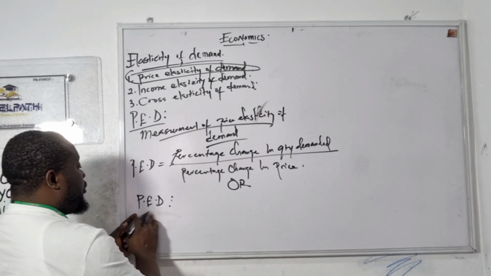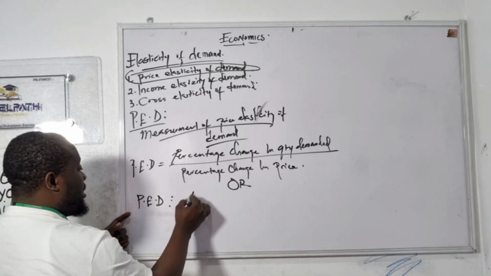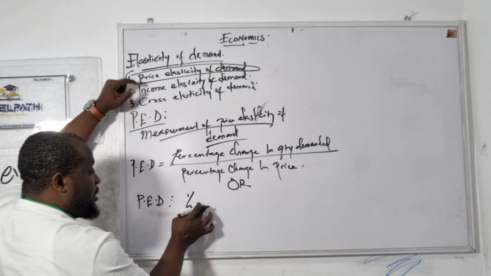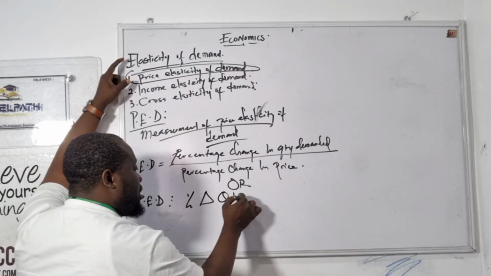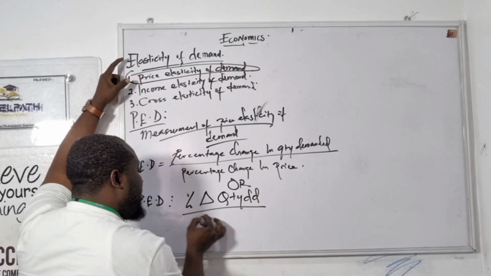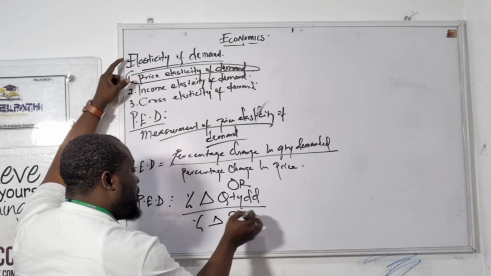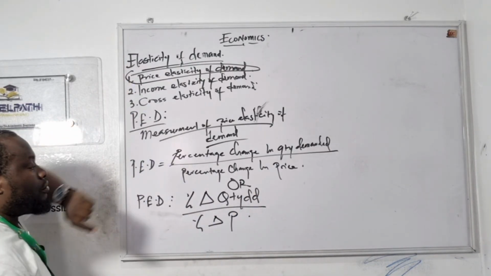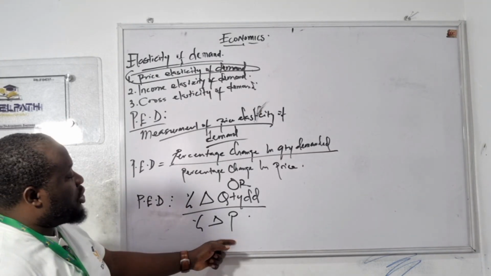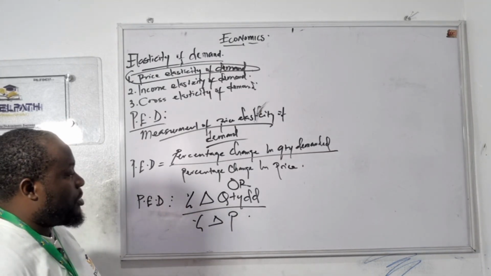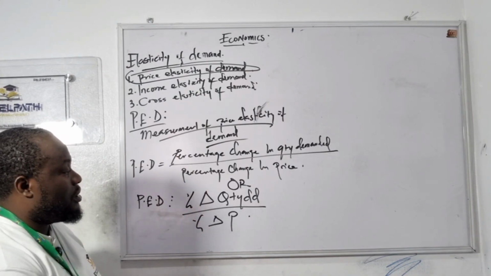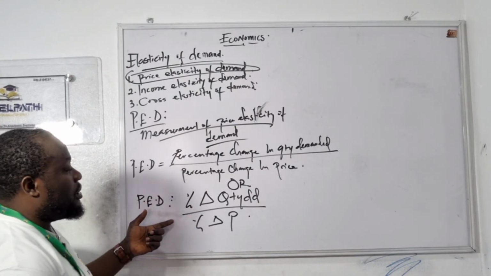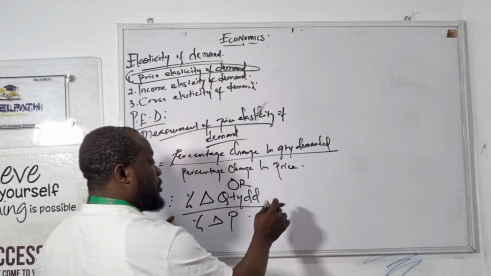The shortened form of this formula uses the symbol for percentage, which symbolizes percentage change in quantity demanded divided by percentage change in what? In price. Now, making use of this formula, it takes 3 steps to get to your final answer.